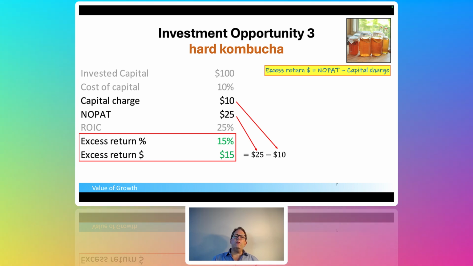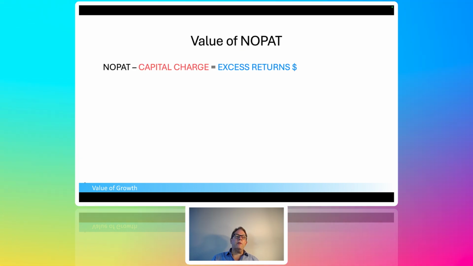In the hard kombucha case, we had 25 million in forecasted NOPAT, and we had a capital charge of 10, which meant that the implied would be that there would be $15 million in excess return in dollars, 25 minus 10. All right, so we established that NOPAT minus your capital charge equals your excess return in dollars.